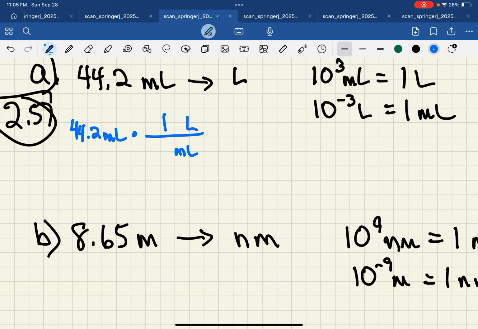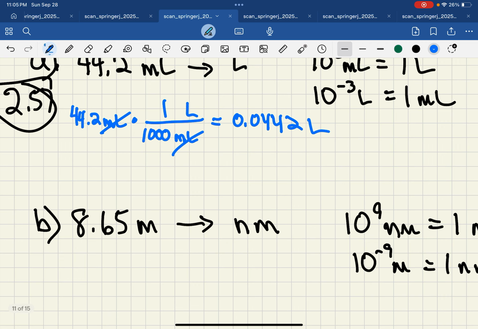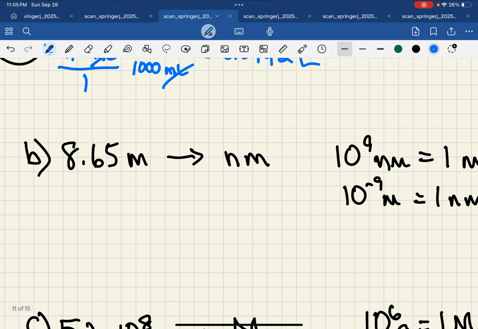So 1 liter is 1,000 milliliters. So we're just going to divide by 1,000, move your decimal point 3 spots to the left, 0.0442 liters. Milliliters have canceled. If it helps you to put that over 1, you can. It may not be necessary for you.